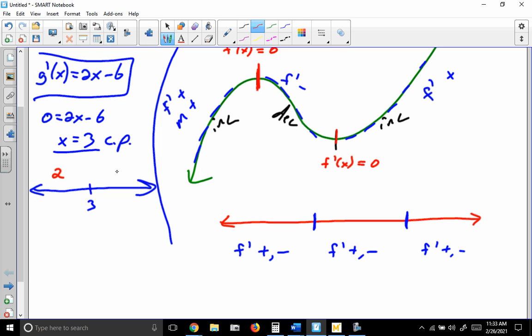We could test 2 in the first interval, and we could do 6 in the other interval. If we substitute the 2 into our first derivative, we get 2 times 2, that's 4, minus 6, which is negative 2. So our first derivative is negative in the first interval. A negative derivative means a negative slope. We're going down. We are decreasing in that interval.